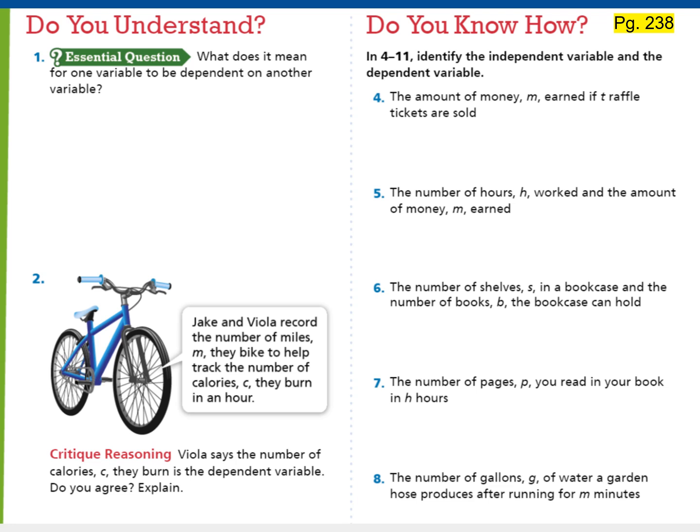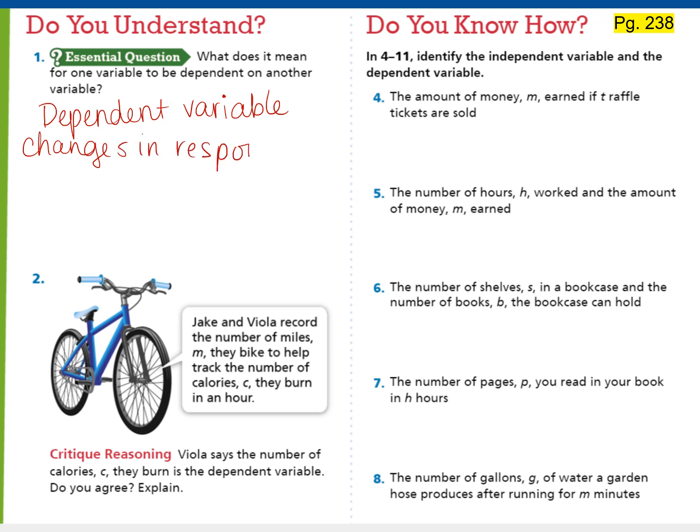On page 238, look underneath, do you understand? What does it mean for one variable to be dependent on another variable? So if I am dependent, that means the dependent variable changes in response to the other variable, which would be the independent variable.